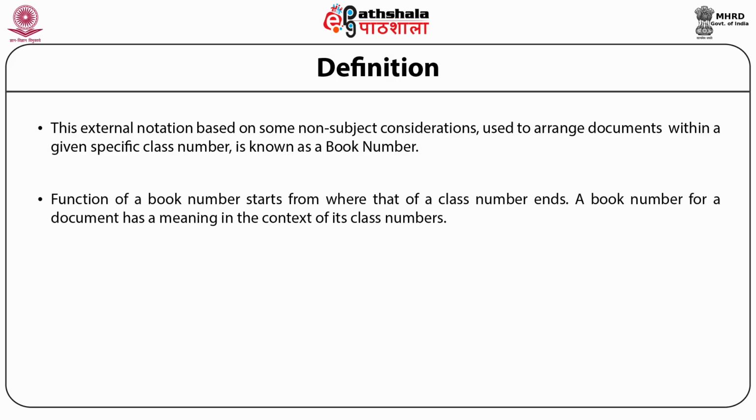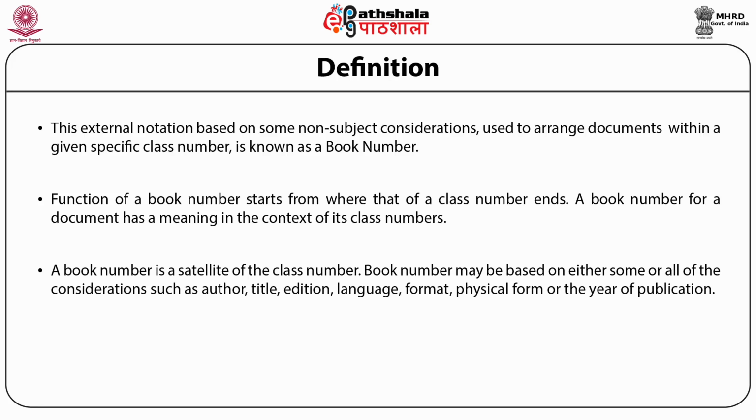The function of a book number starts from where that of a class number ends. A book number for a document has a meaning only in the context of its class number. A book cannot be arranged solely by its book number, but it is used to supplement the class number. A book number is a satellite of the class number. Book number may be based on either some or all of the considerations or characteristics such as author, title, edition, language, format, physical form, or the year of publication of the document.